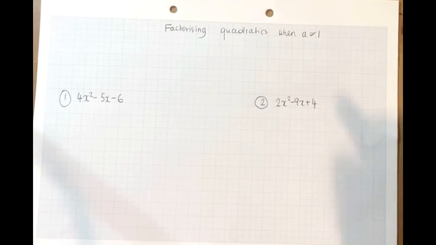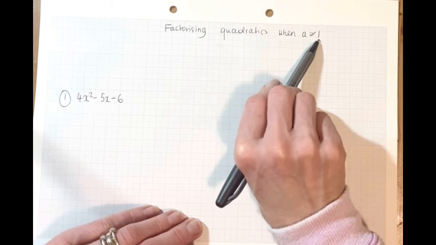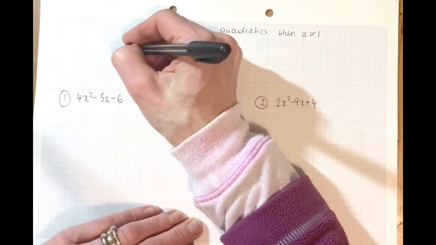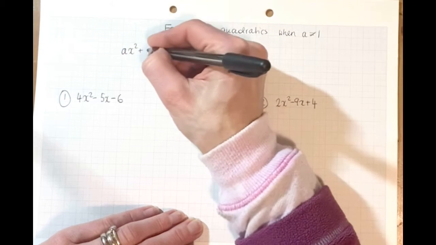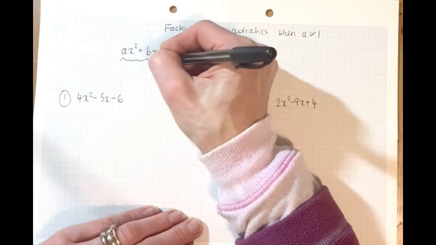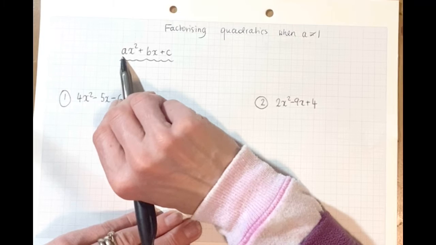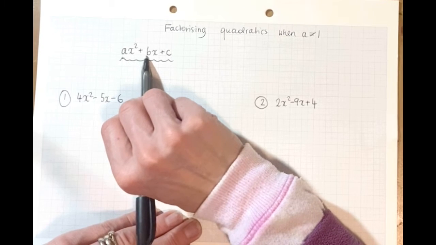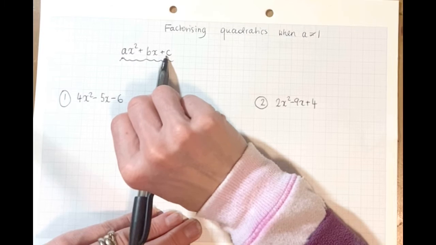So today we're going to look at how to factorize quadratics when a is not equal to 1. So remember, a quadratic has the form ax squared plus bx plus c. This is just an agreed convention that the coefficient of x squared is called a, the coefficient of x is b, and the number at the end, which is the constant term, is c.